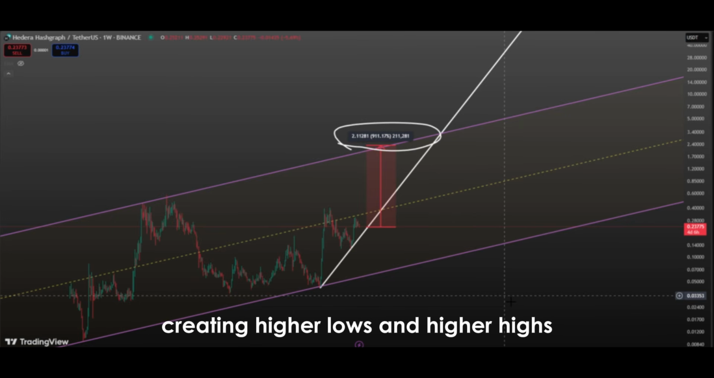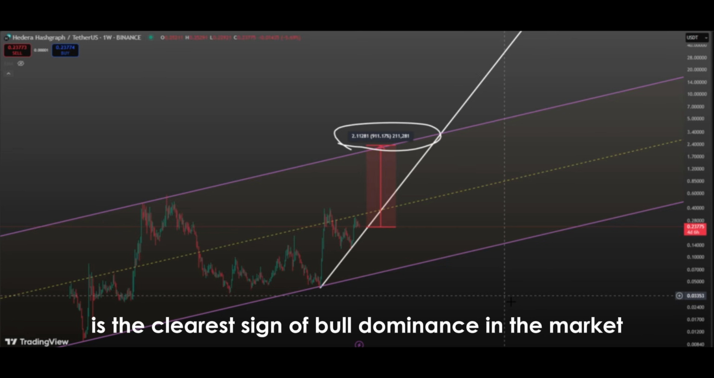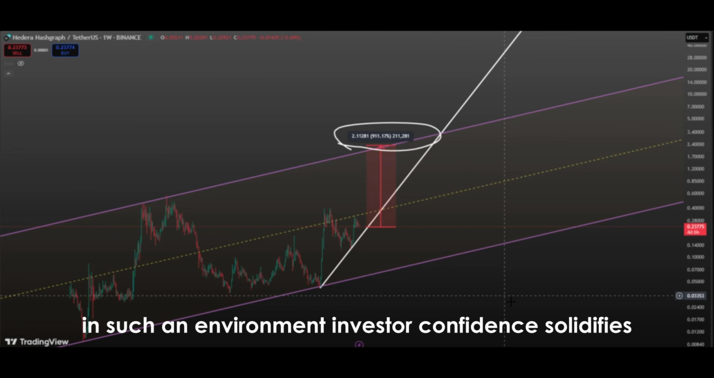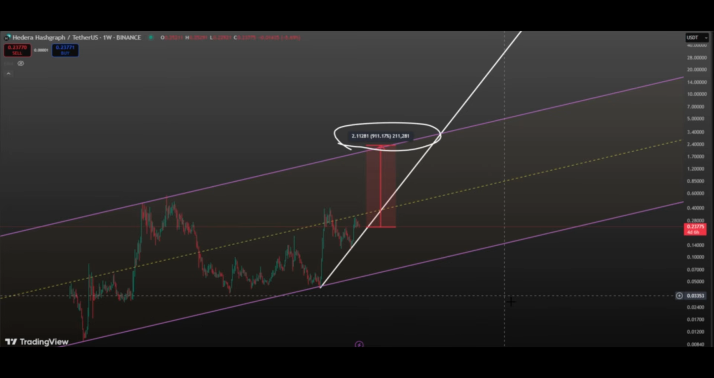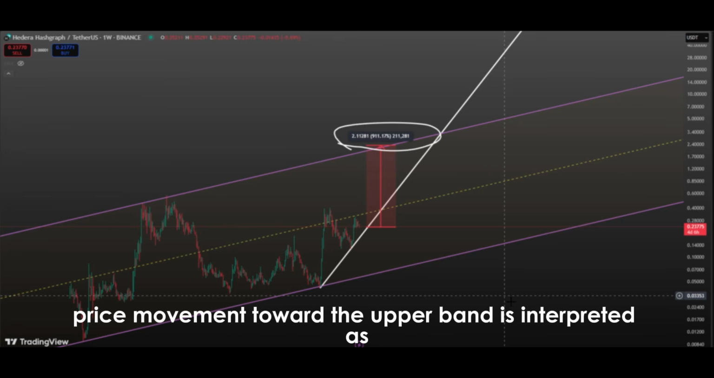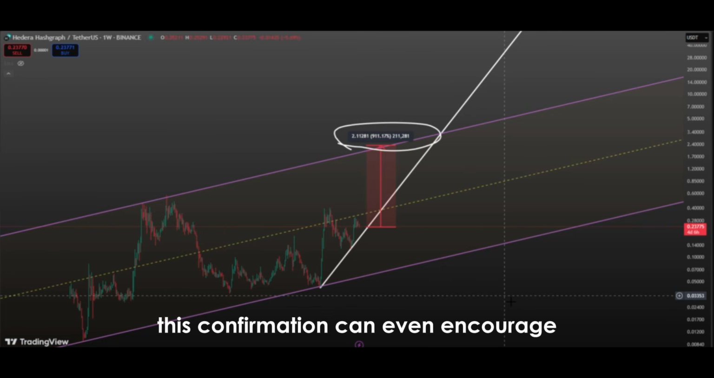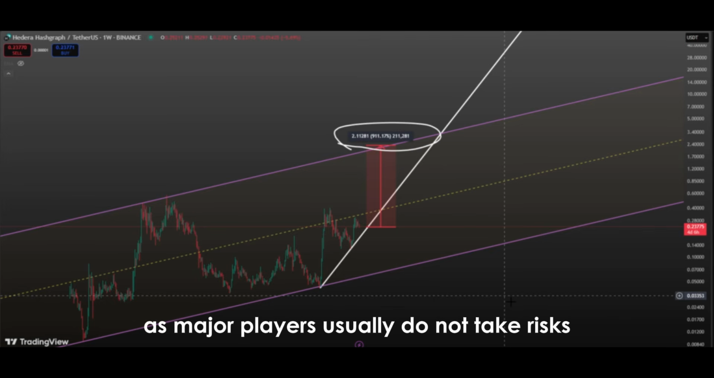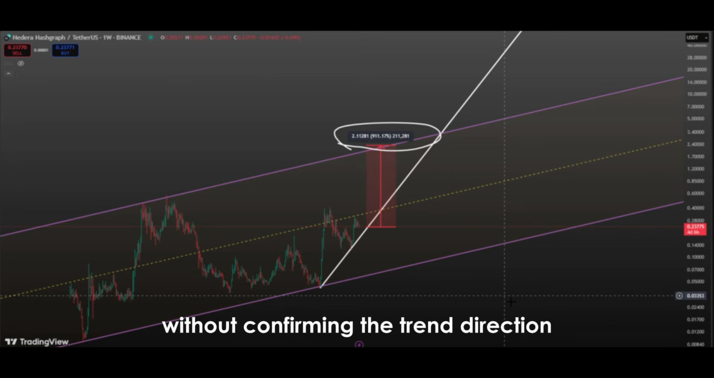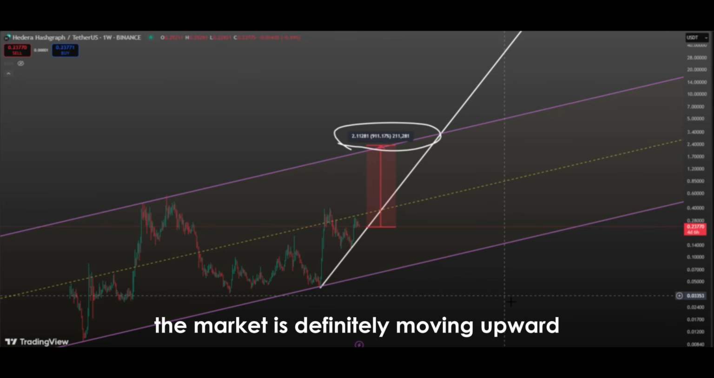Regularly creating higher lows and higher highs is the clearest sign of bull dominance in the market. In such an environment, investor confidence solidifies. Price movement toward the upper band is interpreted as a strong trend confirmation. This confirmation can even encourage large funds to enter the market, as major players usually do not take risks without confirming the trend direction. Movement toward the upper band and a potential breakout sends these players the message that the market is definitely moving upward.